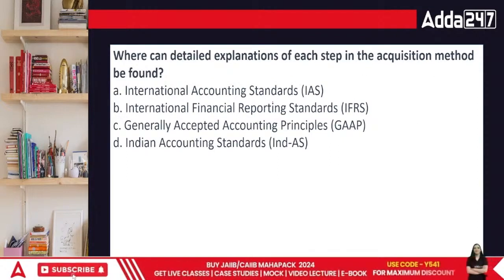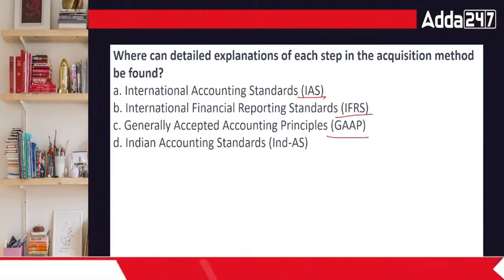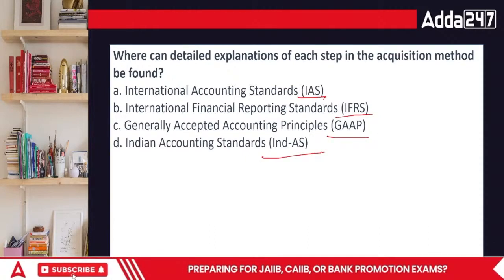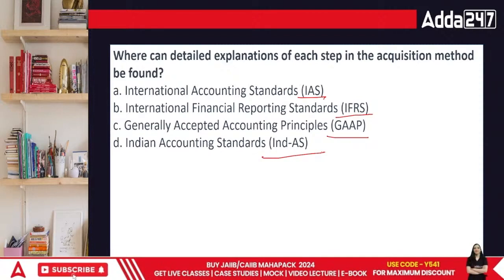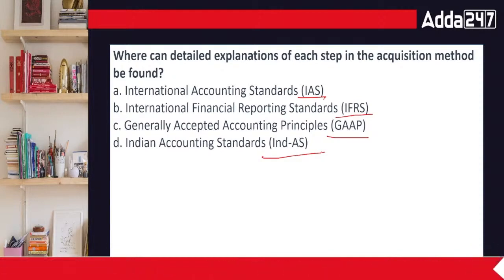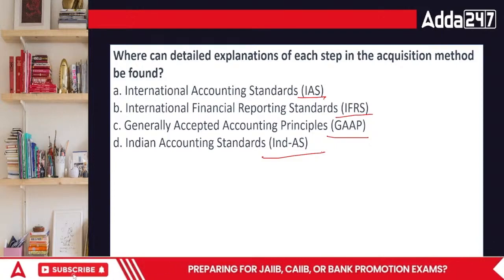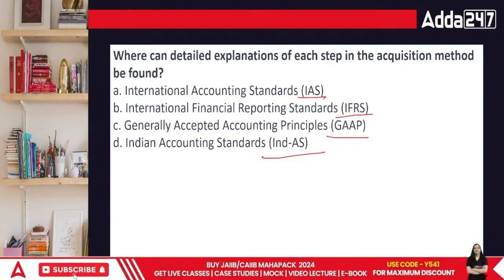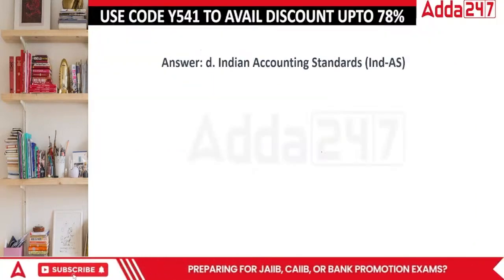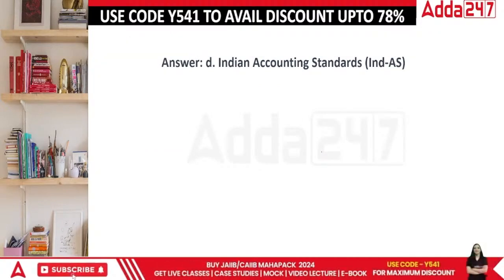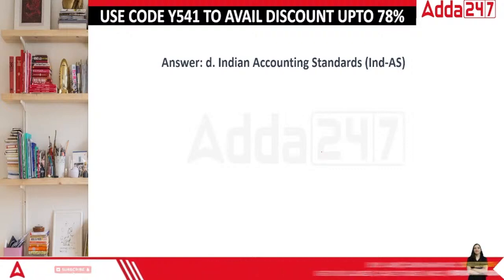International accounting standards, or it is given in IFRS, International Financial Reporting Standards, or it is shown in GAAP, generally accepted accounting principles, or Ind AS, Indian accounting standards. Everybody, what's going to be the answer? When we talk about the detailed explanation of all the acquisitions, it is now under Ind AS. Earlier it wasn't, but now it is all about Ind AS. Done?